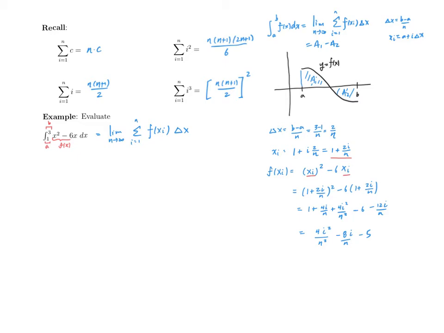And at this point, we've just done the setup portion of the problem, but things are looking awfully good. We know exactly what to substitute in for f of x sub i, and we know what to substitute in for delta x. So let's go ahead and do so. We would have the limit as n approaches infinity of the sum from i equals 1 to n of f of x sub i. So just cutting and pasting that over, (4i squared over n squared minus 8 over n i minus 5), all times 2 over n.